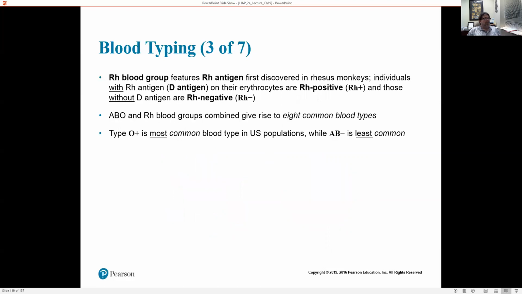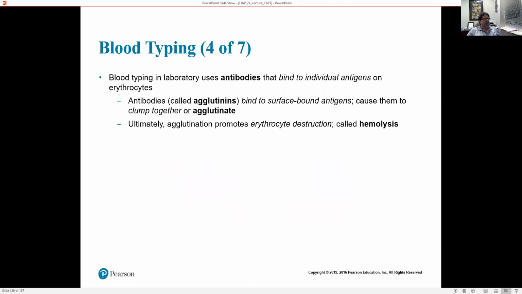Okay? So we talk about this when we look at the RH factor. It gets its name from the rhesus monkeys, and they have this antigen D, and so we express that as RH positive if you have it, RH negative if you don't. The most common type of blood is O positive. The rarest is AB negative. And there is some variation in numbers that we see in some ethnic groups, and we can talk about that some other time.